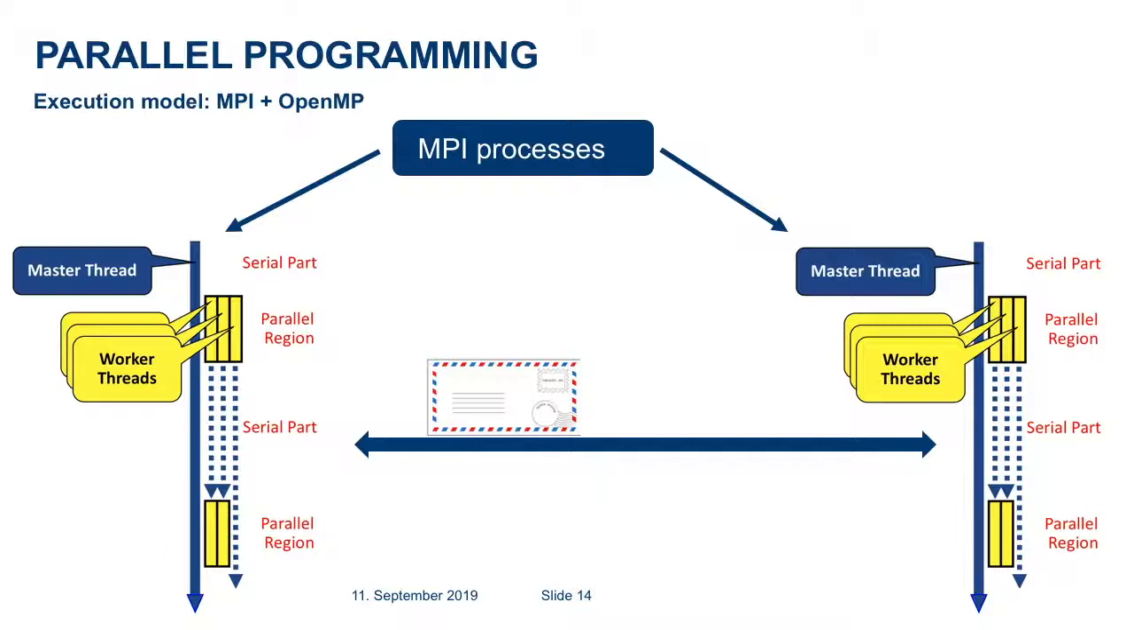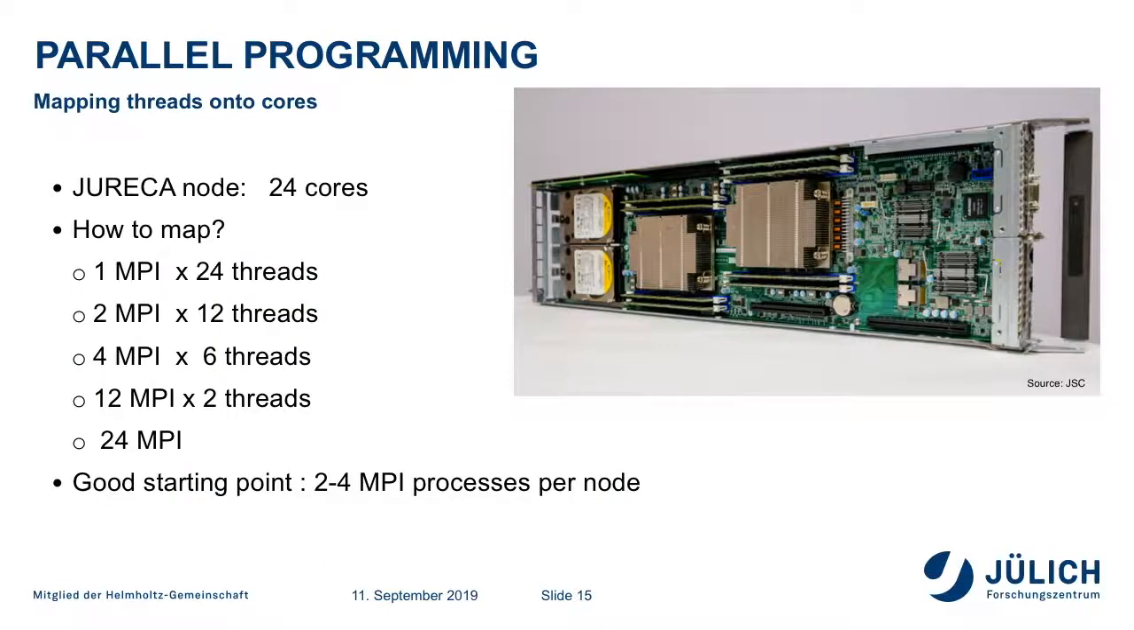Now the question: we have our wonderful code which can do MPI and OpenMP, and we have our wonderful hardware. This is the node, you remember, with 24 cores. So how do I map it? What's my strategy? One MPI process spawning 24 threads, or 2 MPI processes, 4 MPI processes, or just forget about OpenMP and start 24 MPI processes? Actually, you should test. But usually it's a good idea to use 1 or 2 MPI processes per socket.